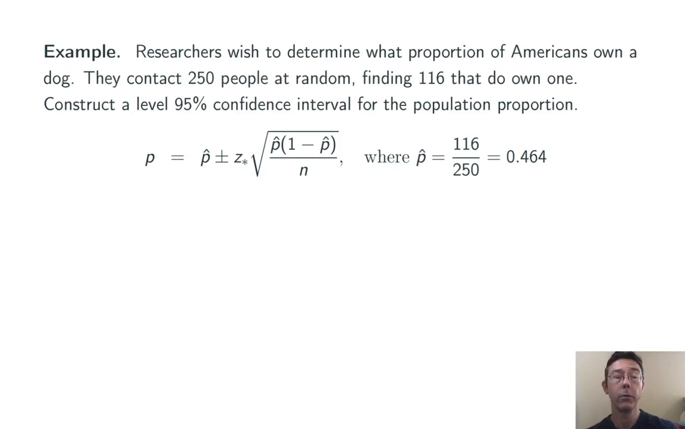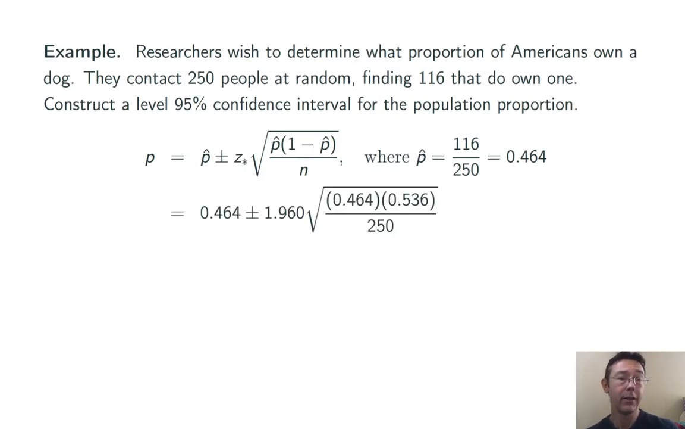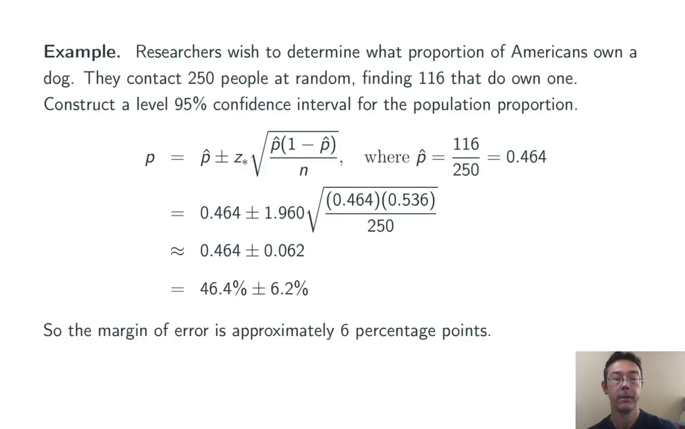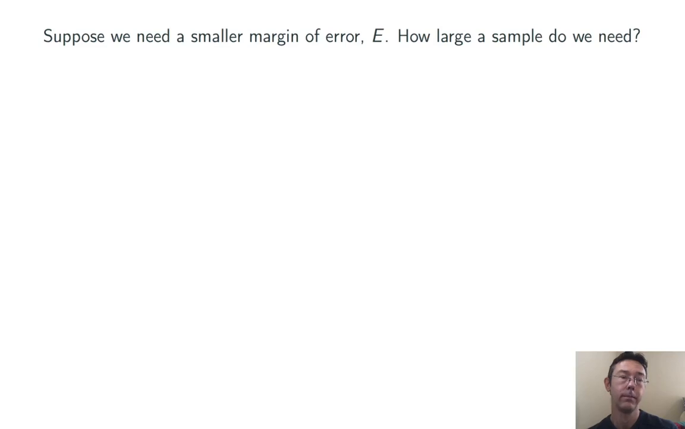So we're going to use this formula, p equals p hat plus or minus z star square root p hat times 1 minus p hat over n, where p hat is 116 over 250, or about 46%. The z star corresponding to 95% confidence is 1.960, and of course n is going to be 250 here. Plugging all of these values in, we get this confidence interval, 0.464 plus or minus 0.062. So the margin of error in this study is about 6 percentage points in either direction.